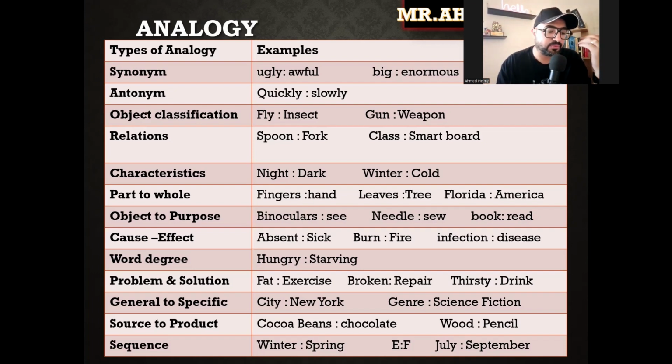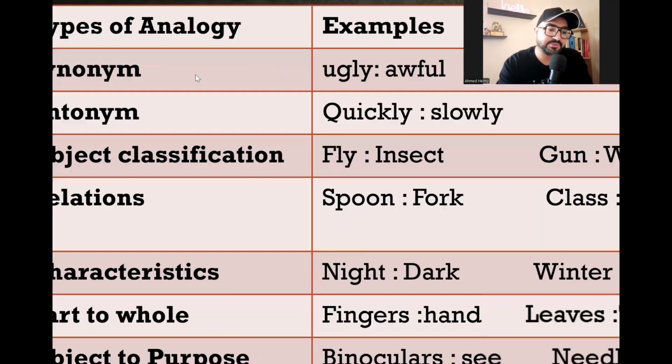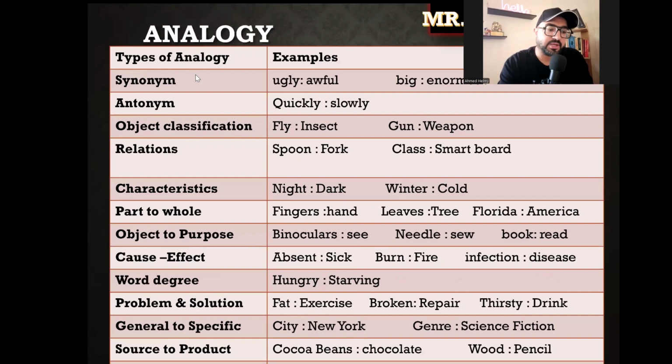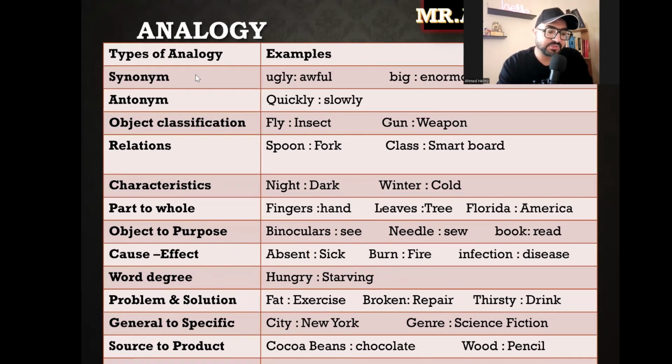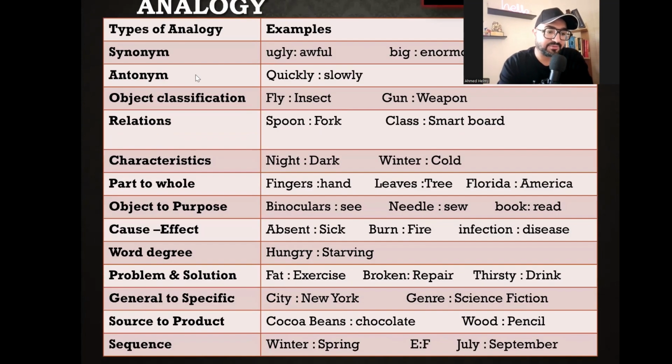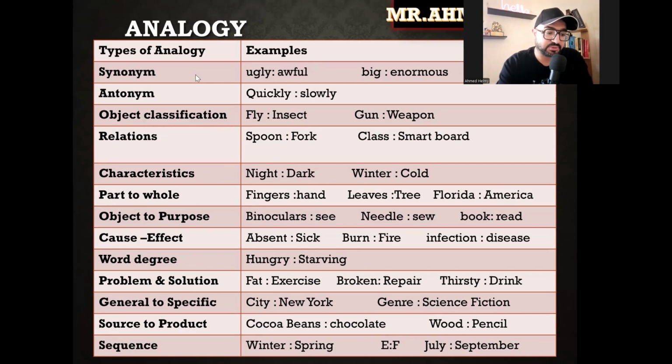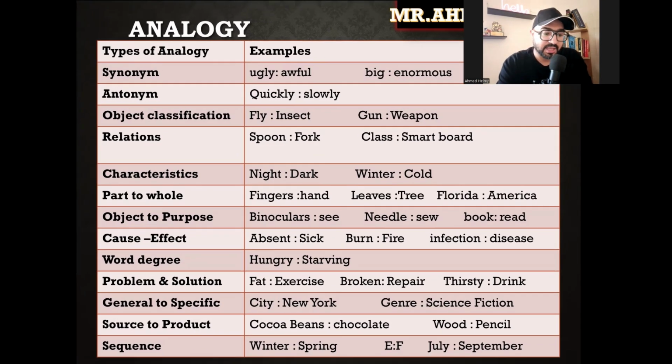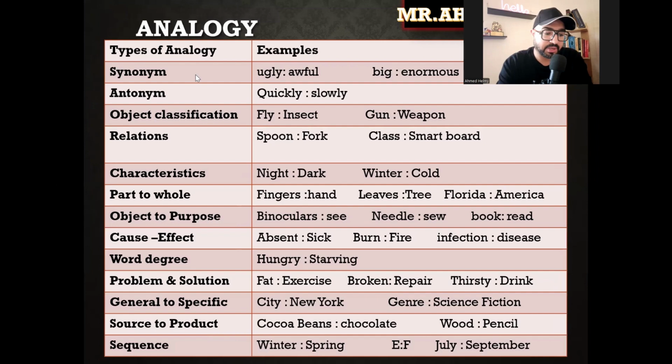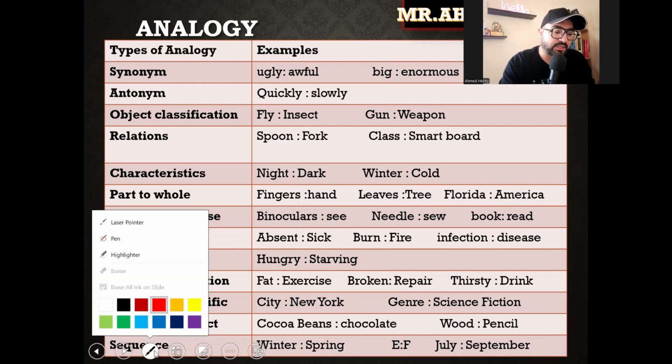Some of the most common analogy types are synonyms and antonyms, object classification, and we also have characteristics, part to whole, object purpose, cause and effect, and then we also have word degree, problem solution, and general to specific, and then we have source to product, and then we have the sequence. So we will go through each and every one of those in detail.